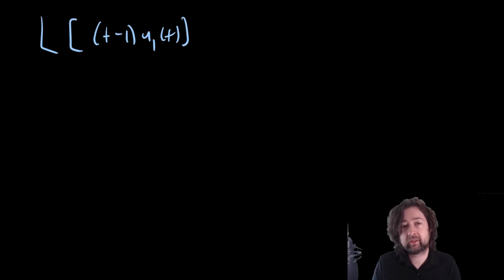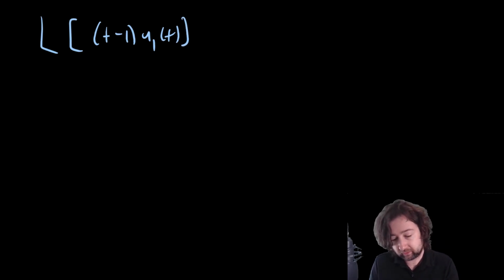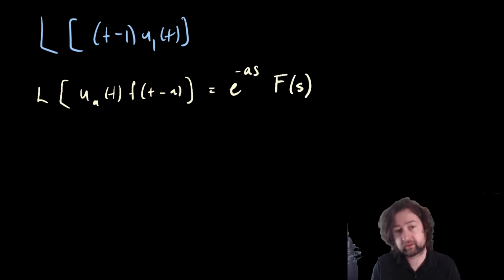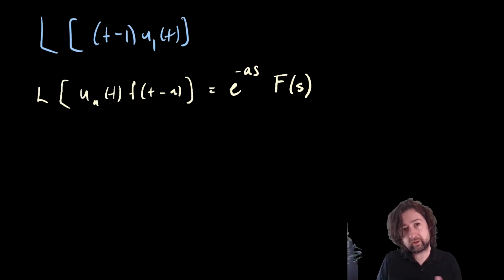What does the theorem say that we're supposed to do? So the theorem says that the Laplace transform of u_a(t) f(t minus a) is supposed to be equal to e^(-as) times F(s). So we need to know what the f is in this case, right? I need to know what f is. Well, f is supposed to incorporate the shift.